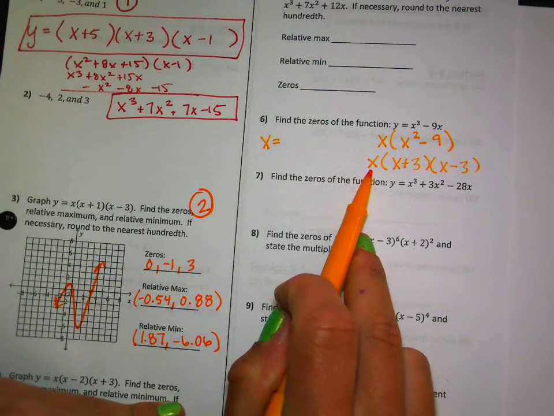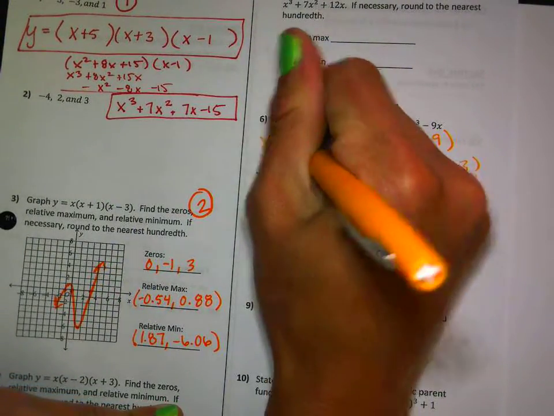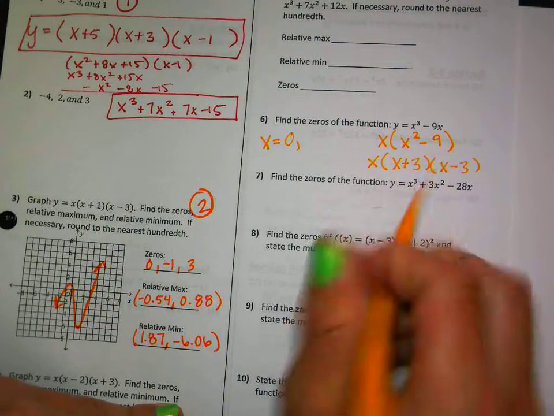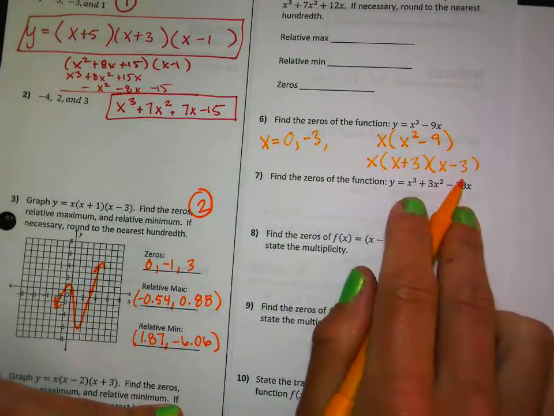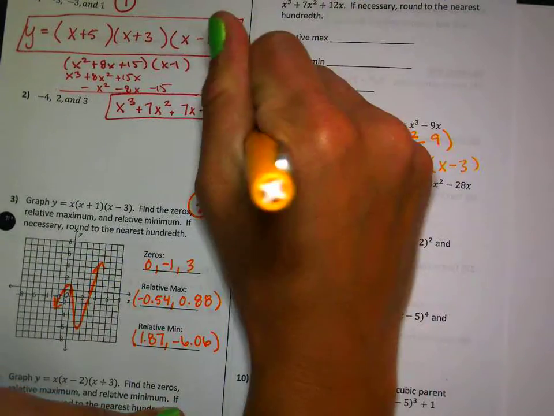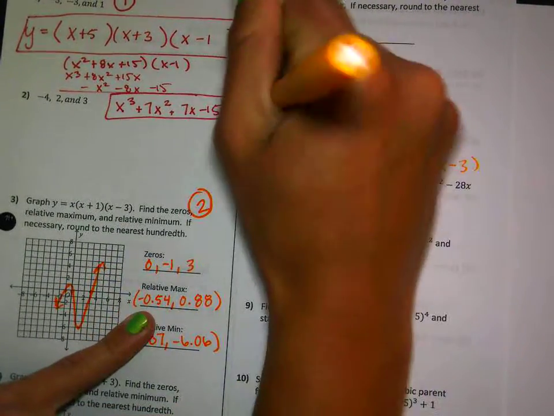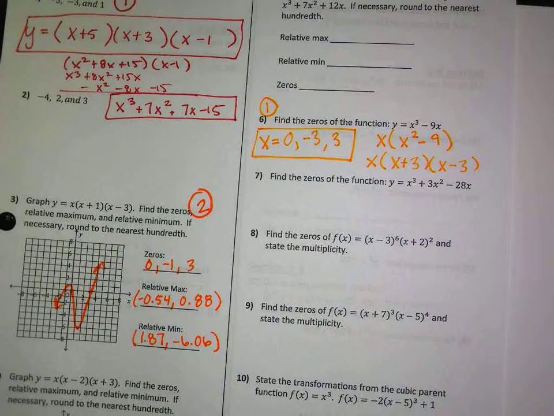Once again, what zero would that be? 0. Doesn't have a number, so it's 0. What about this one? Negative 3. -3. And what about this one? 3. +3. You will have one of those kind of problems.